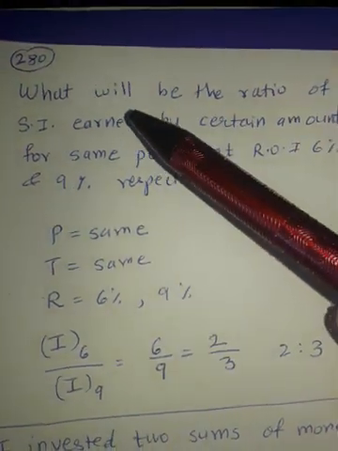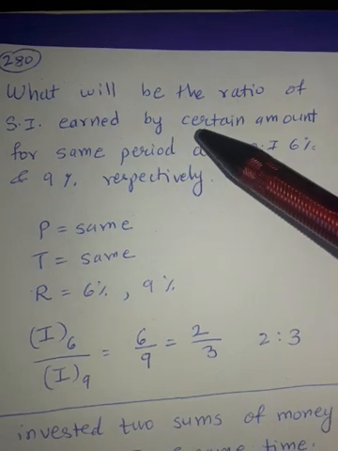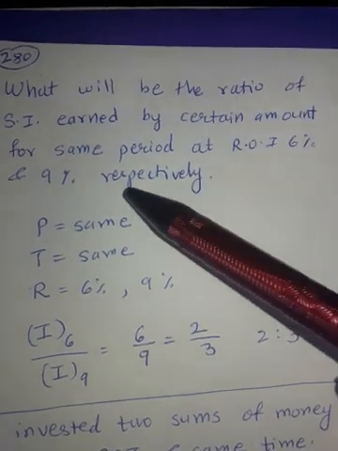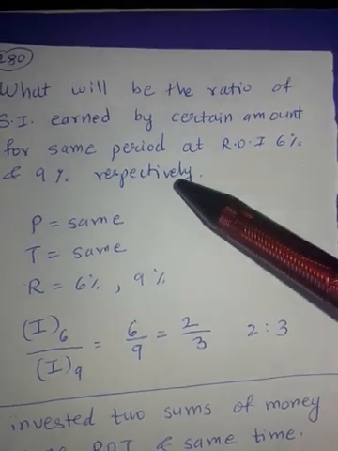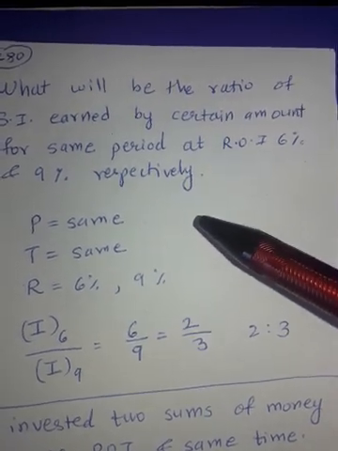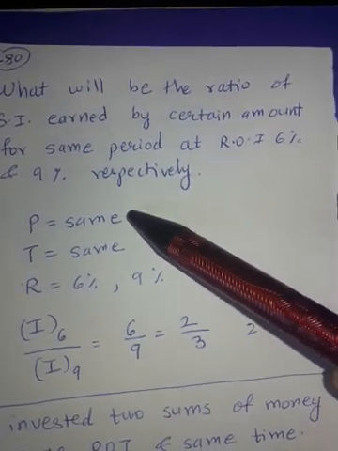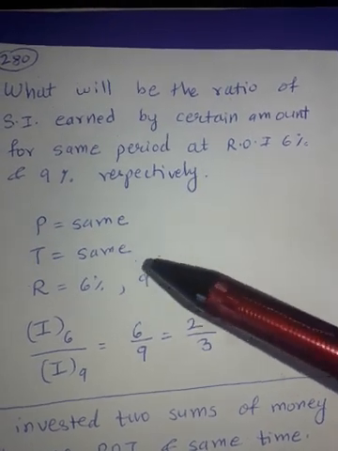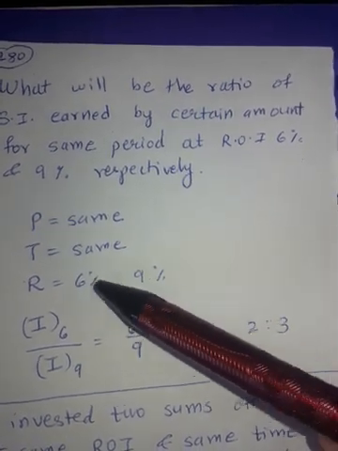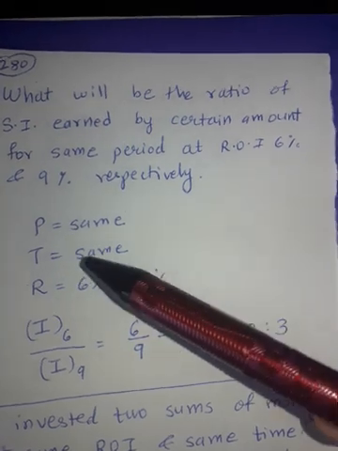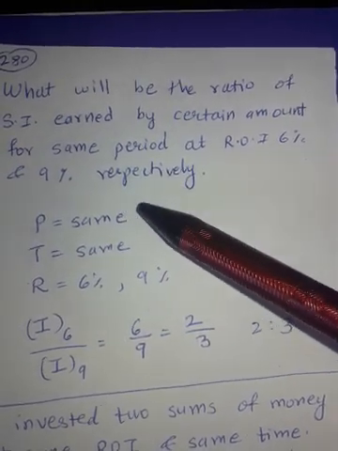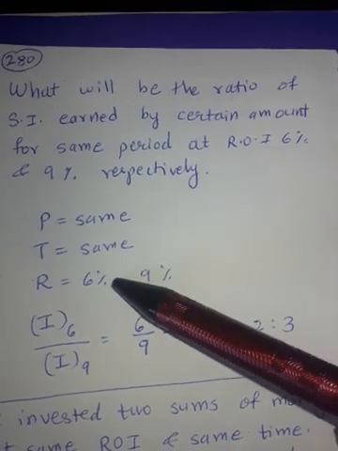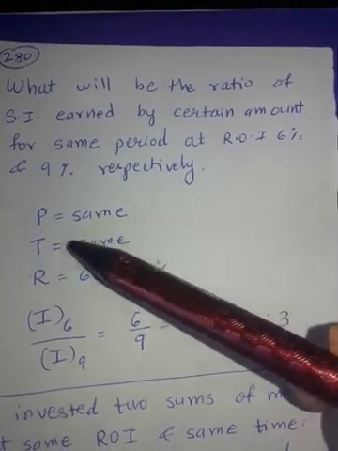Next example. What will be the ratio of simple interest earned by certain amount for same period at ROI 6% and 9% respectively? So what is same here? Principal is same, time is same, but rate of interest is different. One example that we solved just now, what we had there, P was same, R was same, but time was different.